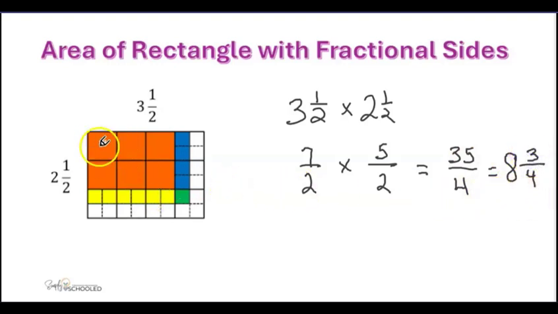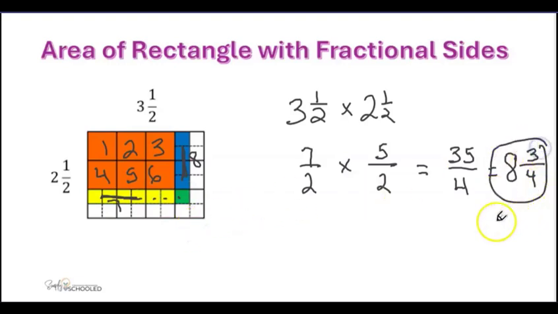If we count these out, we have 1, 2, 3, 4, 5, 6. These 2 halves make 7. These 2 halves make 8. And then look here, we got 3/4. So it matches the answer. So you can find the area of rectangles even if the sides are fractions.